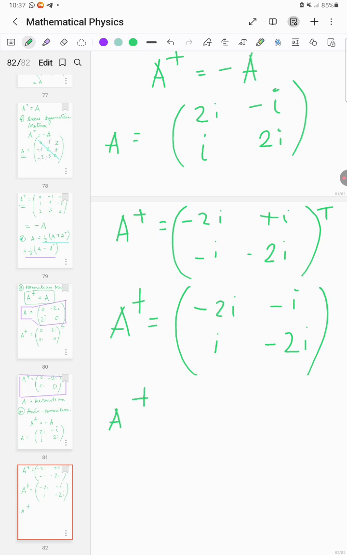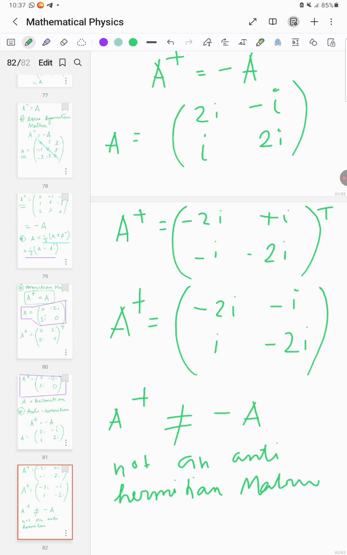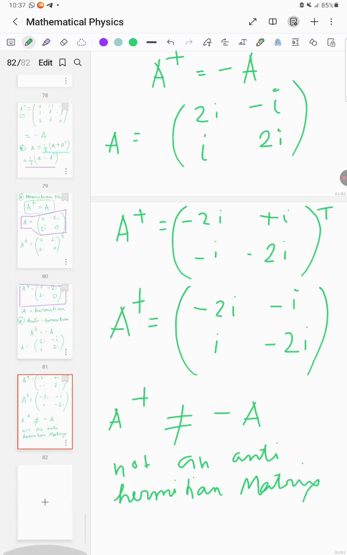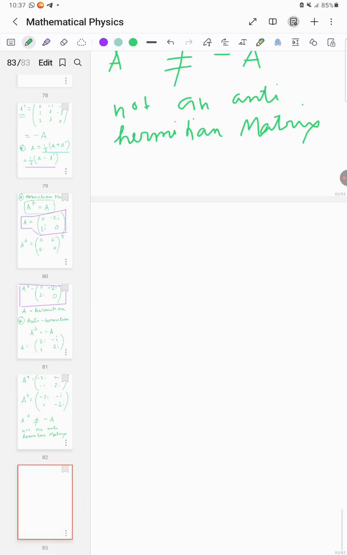So what we can see is, is A dagger coming out to be minus A? No, A dagger is not coming out to be minus A. So we can say that this is not an anti-Hermitian matrix. Alright. So what is an anti-Hermitian matrix? Let us look into another example.